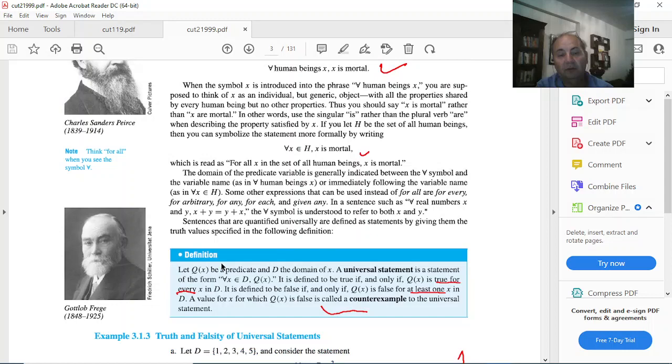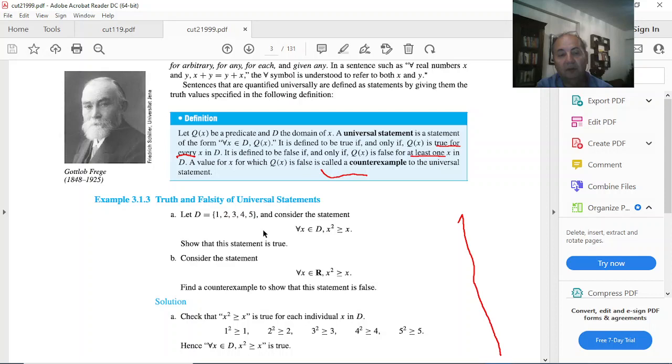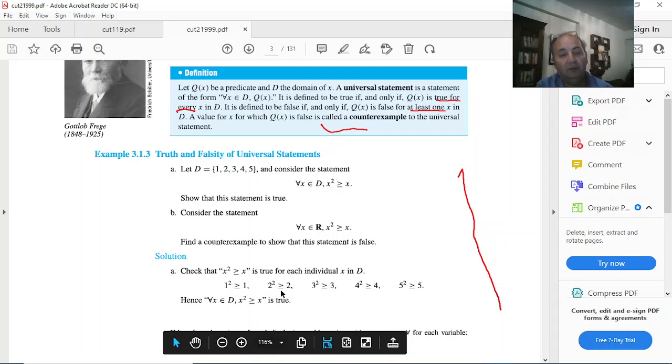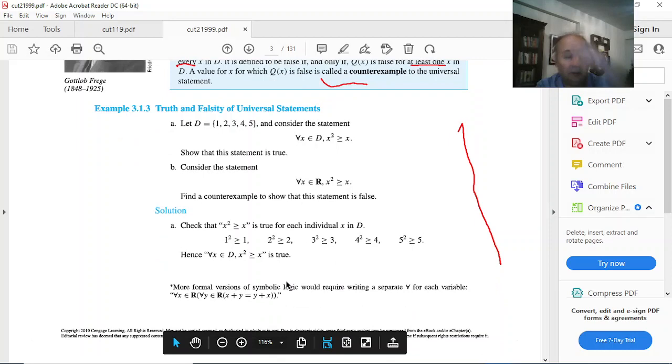Exactly. So if this is P and this is Q, is this statement true already? I don't think so. Or this one is true, but what about a counterexample? Let's check one by one. 1 squared is greater than or equal to 1, true. 2 squared, 3 squared, 4 squared, 5 squared, all true. And part A is true, right?